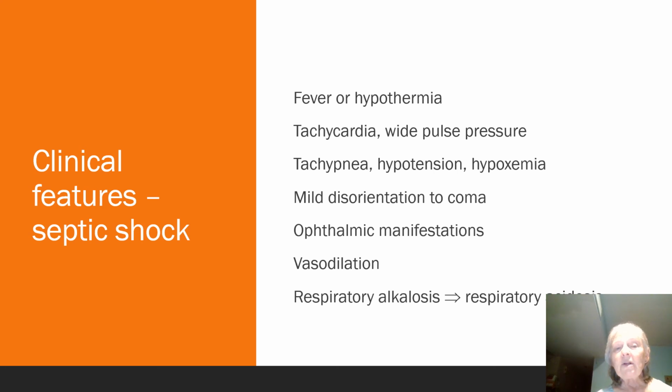So some of your clinical features, fever or hypothermia, tachycardia, there's your wide pulse pressure, tachypnea, hypotension, hypoxemia, you're disoriented, problems with your eyes, vasodilation. You're going to start with respiratory alkalosis and end up with respiratory acidosis. There's 4 major ones that you see. If you have 2 of them, that's suspicion that you do have sepsis and we do have to treat you at that particular point.